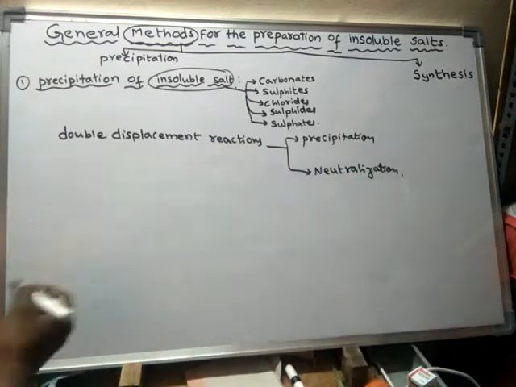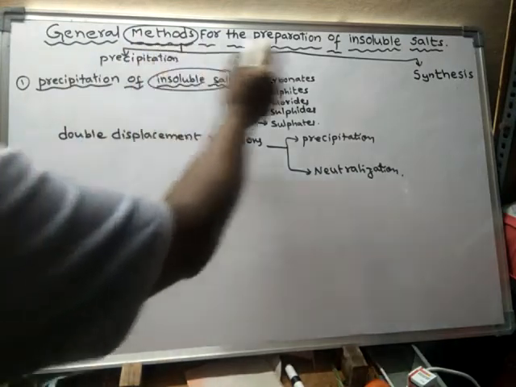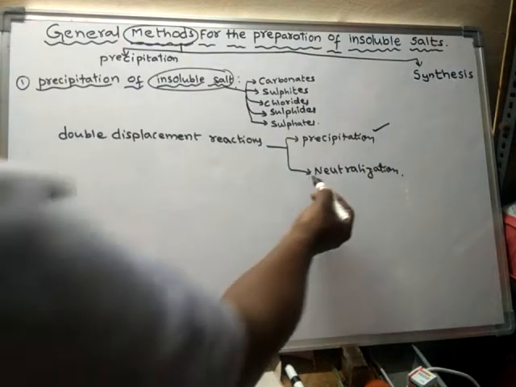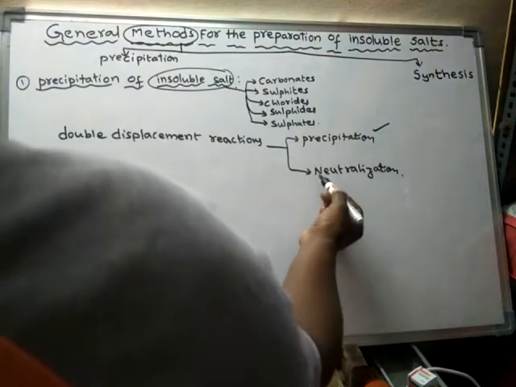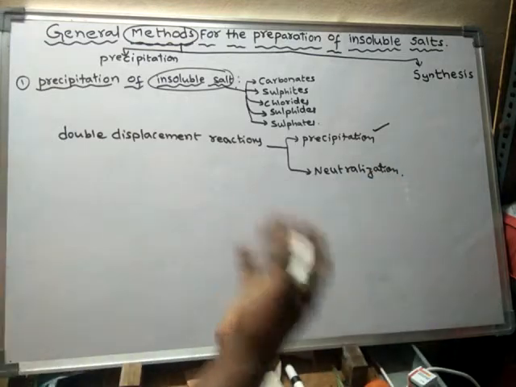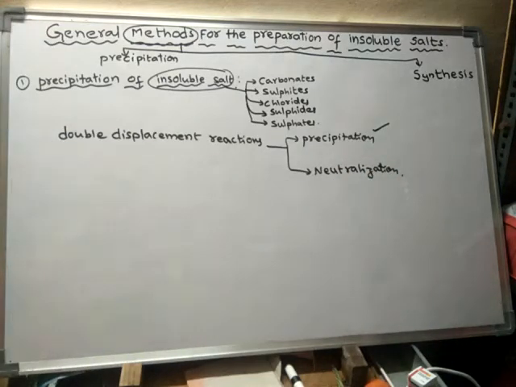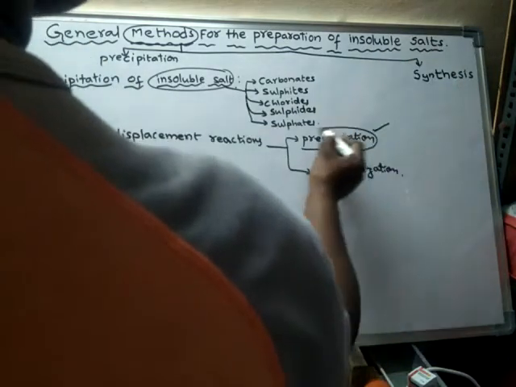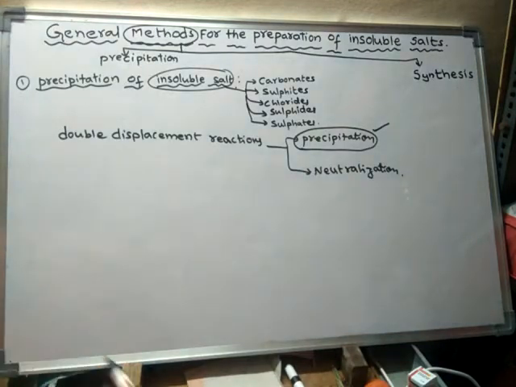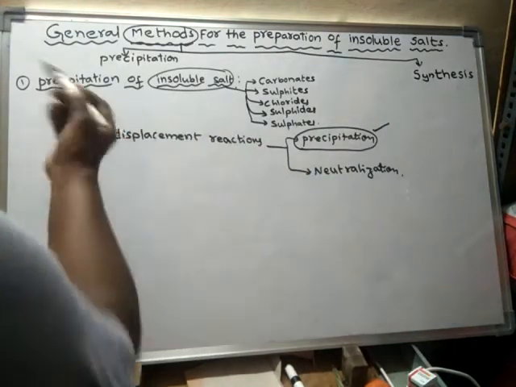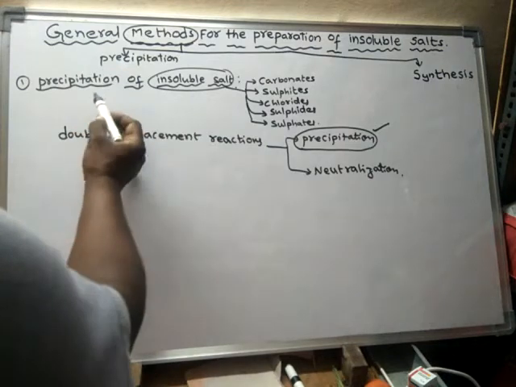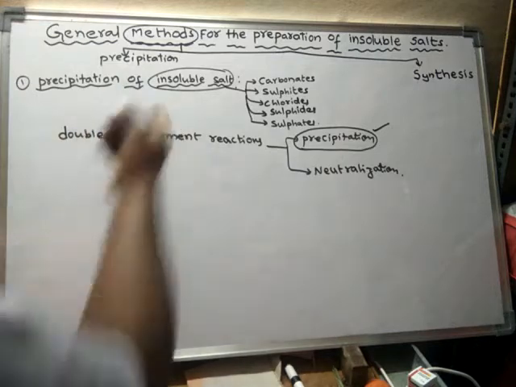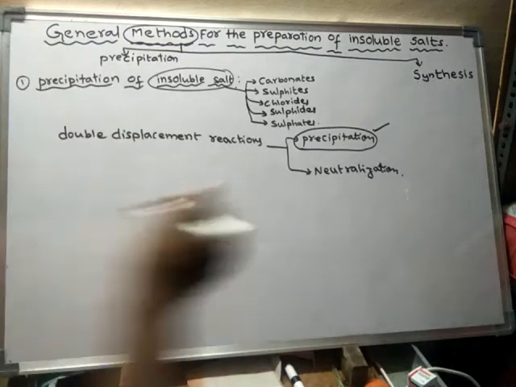So here, for the preparation of insoluble salt, we will use precipitation reaction. We don't use neutralization reaction. In neutralization reaction, generally we will get soluble salt only. So here, as it is insoluble salt, we use precipitation reaction. In precipitation reactions, precipitation of insoluble salts will occur, so insoluble salts are obtained from soluble salts.